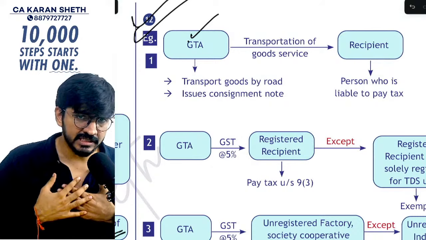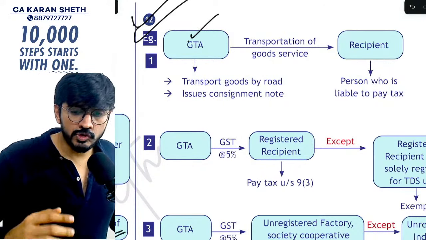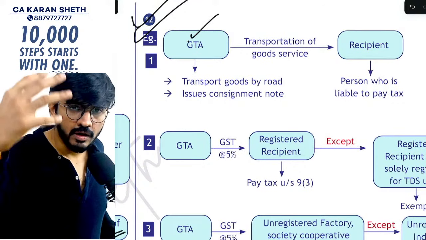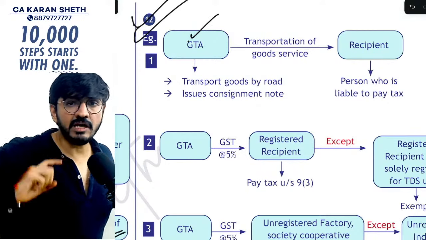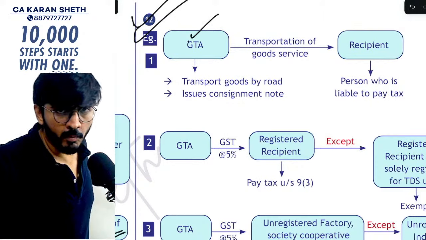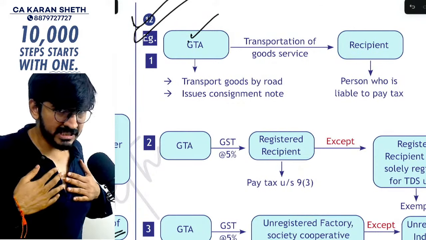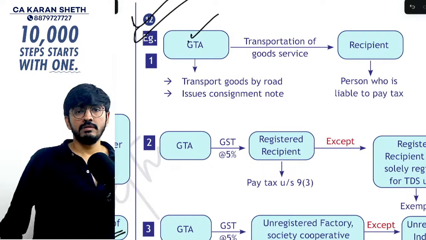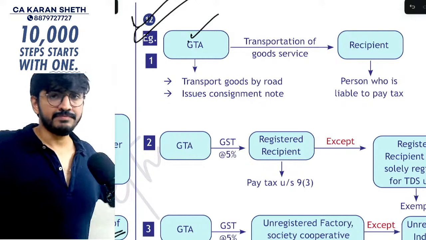For example, if I am the GTA and let's say Sorin tells me to transport goods to, for example, Panchamuth. Sorin is asking me to send goods to Panchamuth, from Mumbai to, let's say, Chennai, Tamil Nadu. And I am the GTA, I am supposed to do that. So for me, understand, I am giving a transportation of goods service.